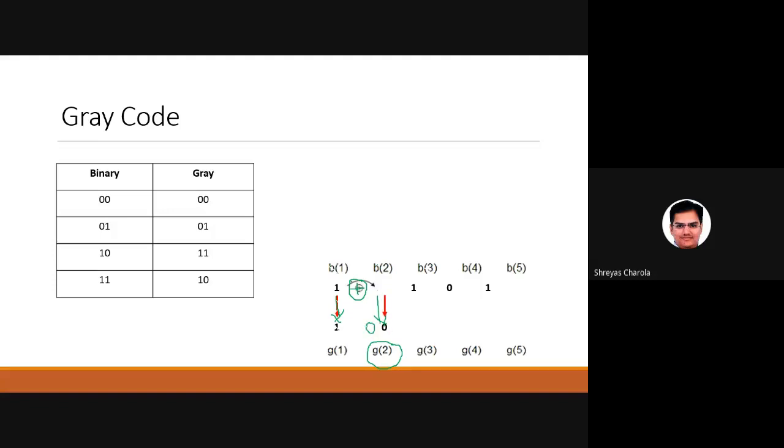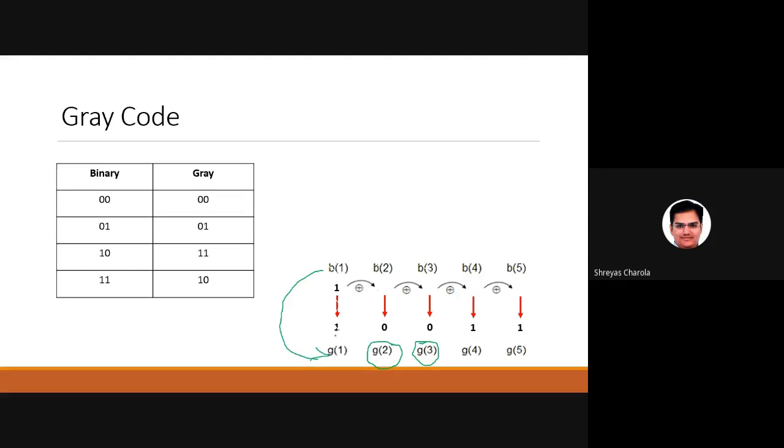Do the XORing of the two numbers. Again, if you need G3, this one, then again you do the XORing of those two numbers, and you will get G3, same as this one. So this is how we can convert any binary number into a gray number.